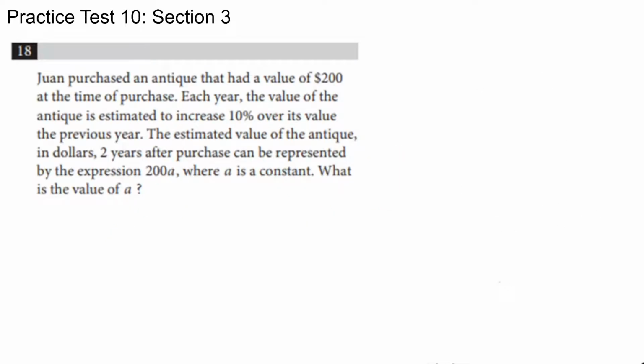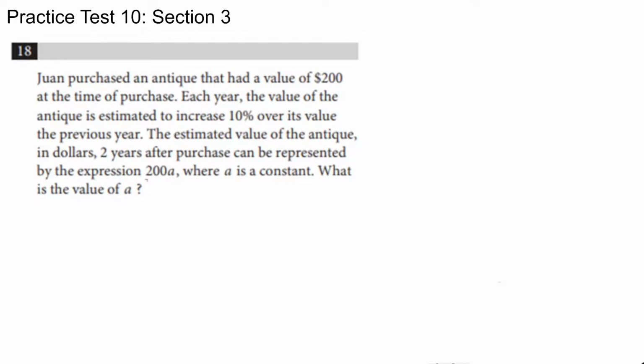Question 18 says, Juan purchased an antique that had a value of $200 at the time of purchase. Each year, the value of the antique is estimated to increase 10% over its value the previous year. The estimated value of the antique in dollars 2 years after purchase can be represented by the expression 200A, where A is a constant. What is the value of A?